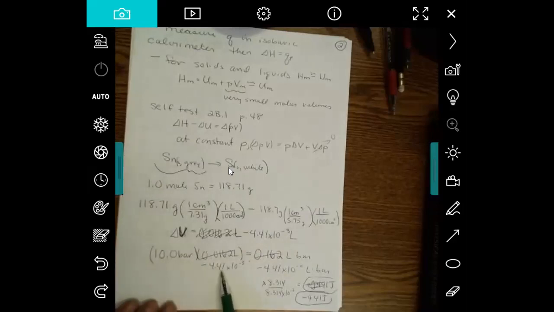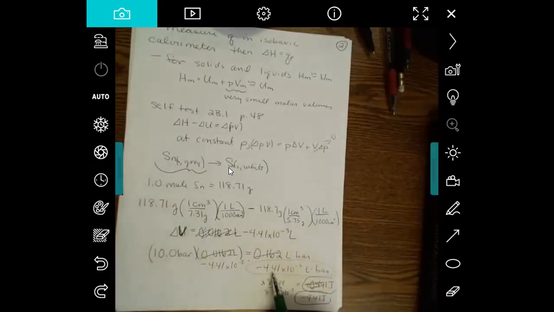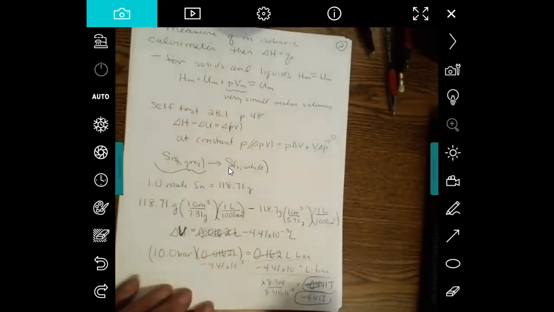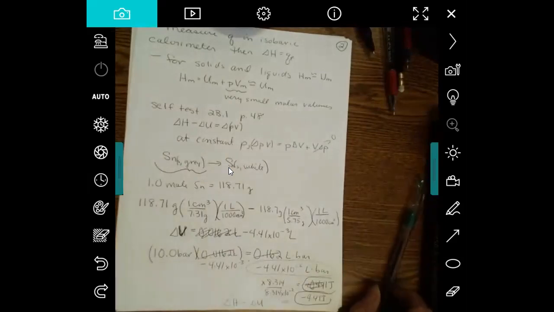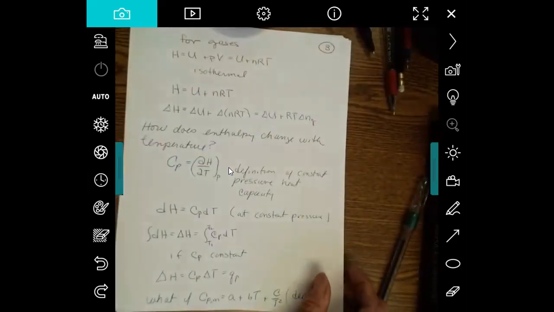So 10 bar times negative 4.41 times 10 to the minus 3 liters gives me negative 4.41 times 10 to the minus 2 liter bars. And if I convert that from liter bars to joules, you can do that with a ratio of the gas constants, or you can remember that it's 100 times difference. You will end up with negative 4.41 joules is equal to the delta H minus the delta U. So they're not very different from each other for solids and liquids.